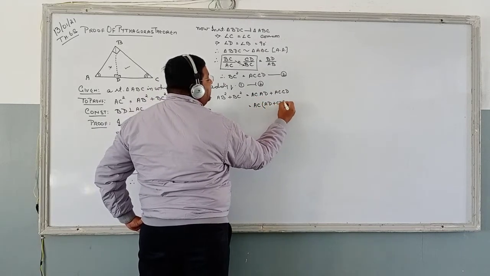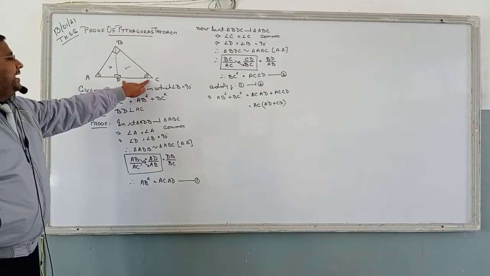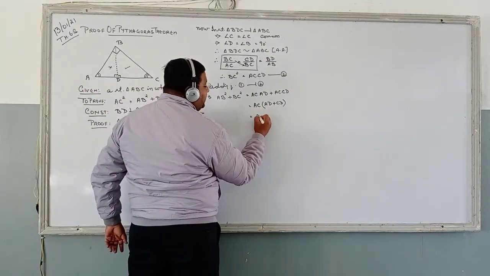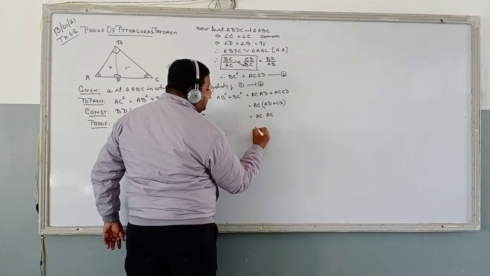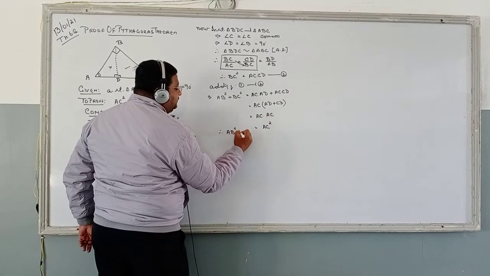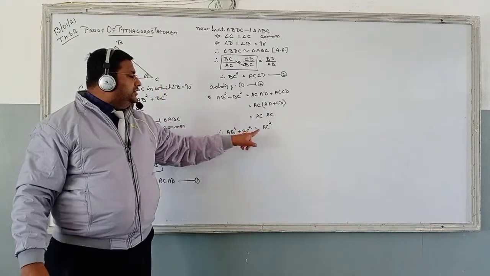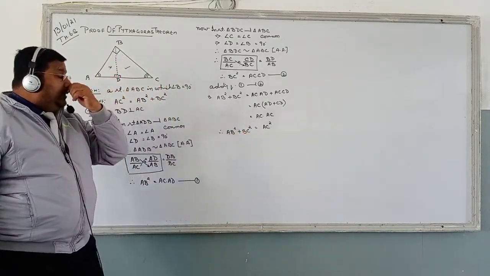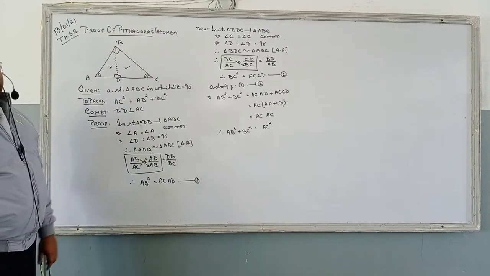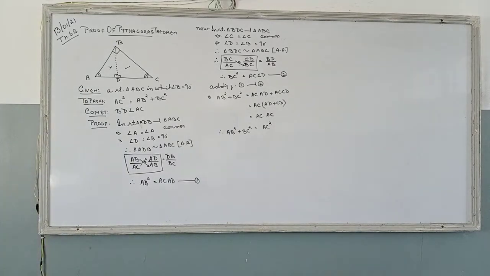AD plus CD. Check the figure. AD and CD. AD plus CD is equals to what? AC. So AD plus CD is equals to AC. AC into AC. AC into AC is what? AC square. Square of the hypotenuse is equal to the sum of the square of the other two sides in a right triangle. This is how we prove Pythagoras theorem.